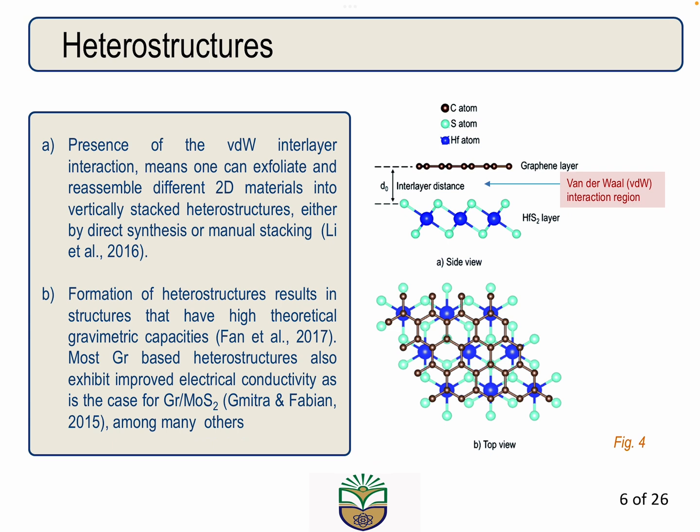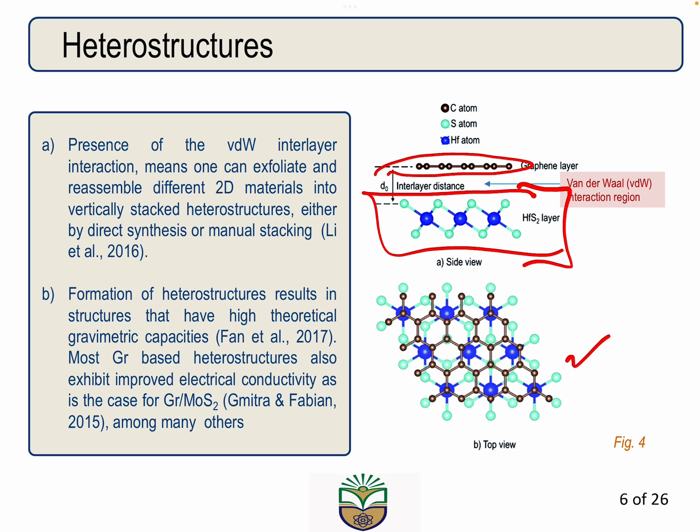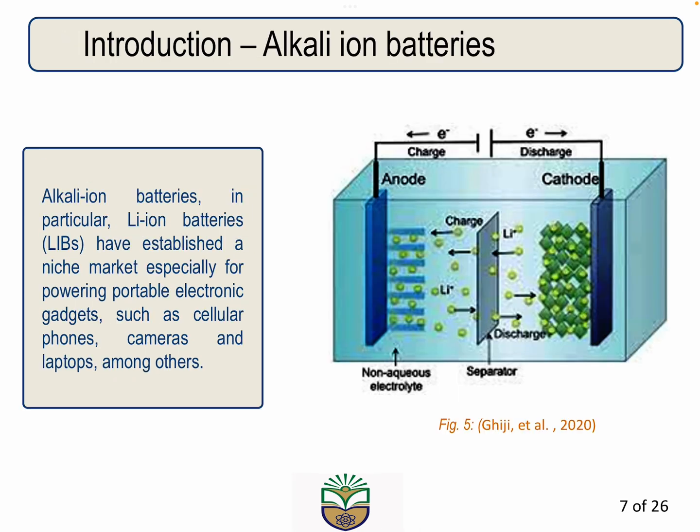So in this case, we'll be making a heterostructure for our work, and you'll find that we will be placing a layer of graphene above a layer of our TMDC. So for example, the one we have on our screen is a graphene hafnium disulfide heterostructure, and its side view is as shown in figure B.